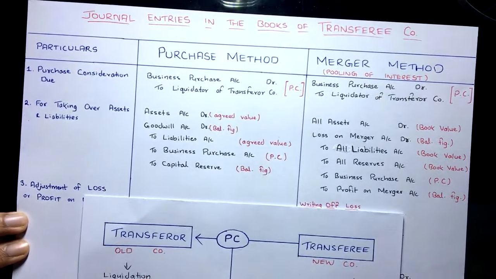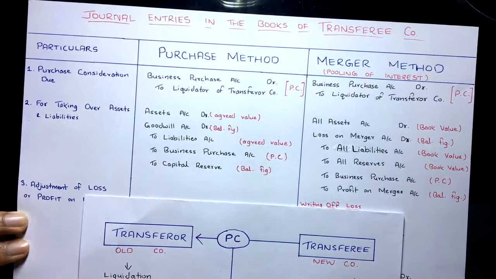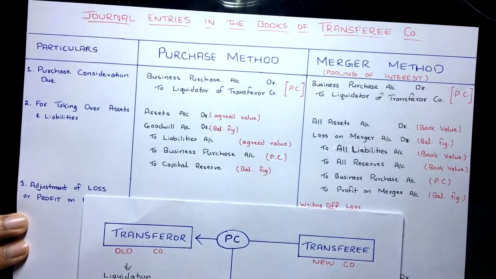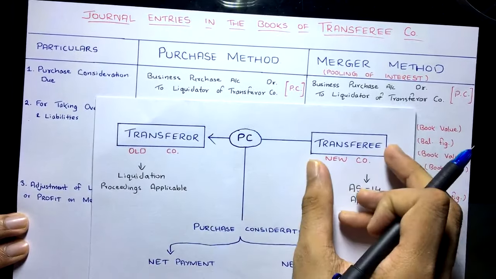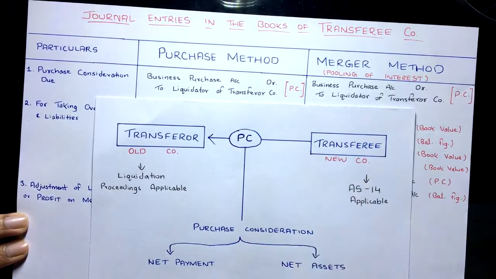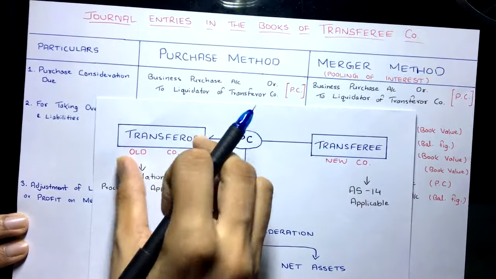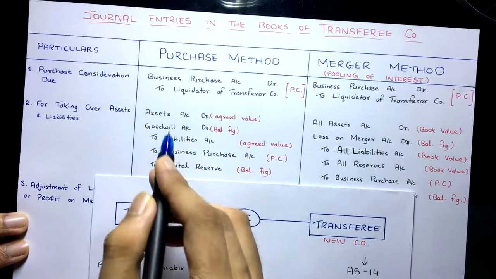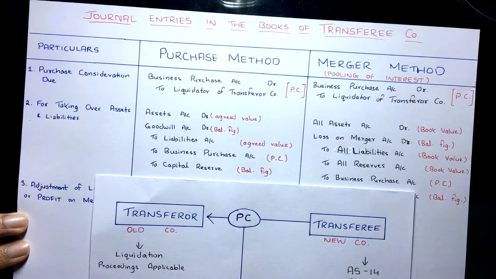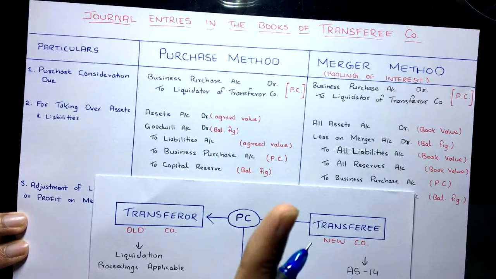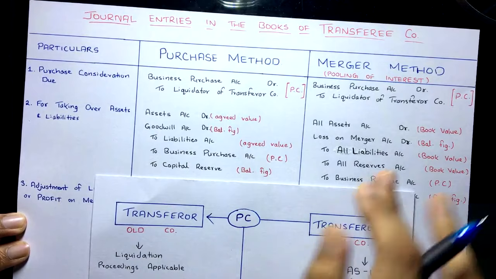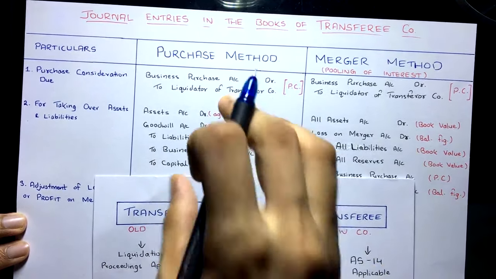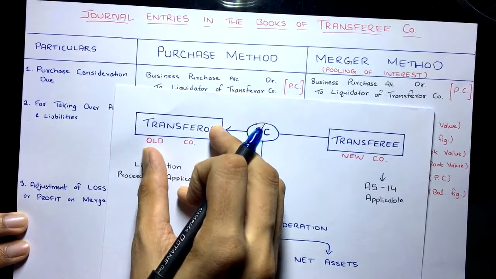Then the second entry is simple. See here, the second entry is for taking over assets and liabilities. What all assets and what all liabilities we, by which I mean transferee company, have taken over from this company have to be shown in this entry. So here you have to understand net assets. Do you know what net assets is? If you don't know, see here, it's simple. Assets minus liabilities is the net assets, and that is what we take over from the transferor company.